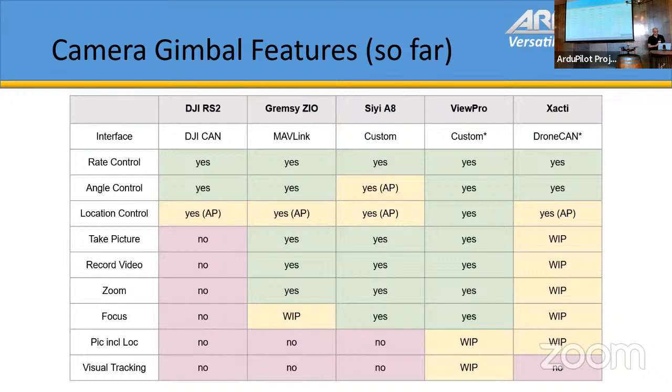Anyway, this is a grid, which shows you the kind of features that we've got for each camera so far. And the plan is to try and get it all green or yellow.